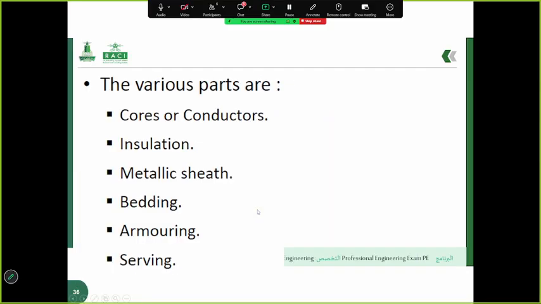So based on this slide, we can summarize the various parts of the standard underground cable, including cores or conductors, which are the actual wires that carry the electric current, and insulation. A metal shield surrounds the insulation. Bedding serves as a protective cushion for these shields, and armoring, typically a layer of steel, provides vital mechanical protection against external impacts, and serving protects the armoring from corrosion and wear.